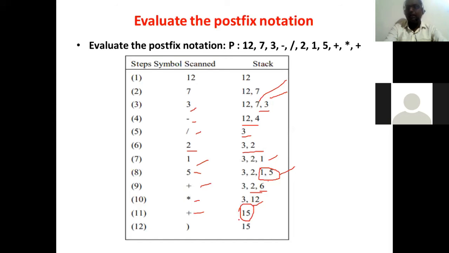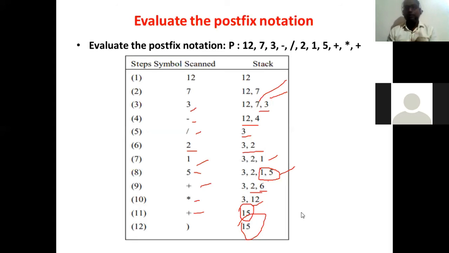What is our final answer? You have to pop this element 15. That is the final answer. So likewise, we have to evaluate the postfix expression. Hope everybody understood the concept of how to convert a postfix expression into its equivalent prefix expression using stack, as well as how to evaluate the given postfix expression, that is, how to solve the given postfix expression.